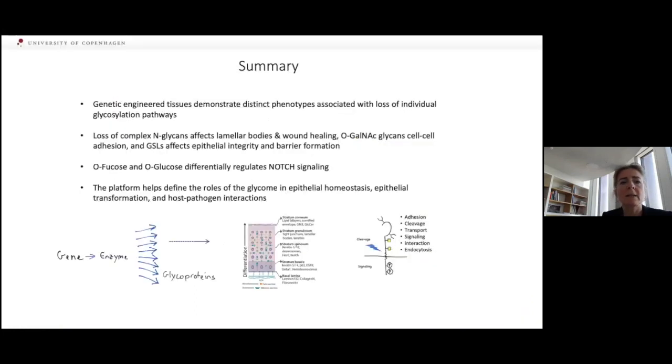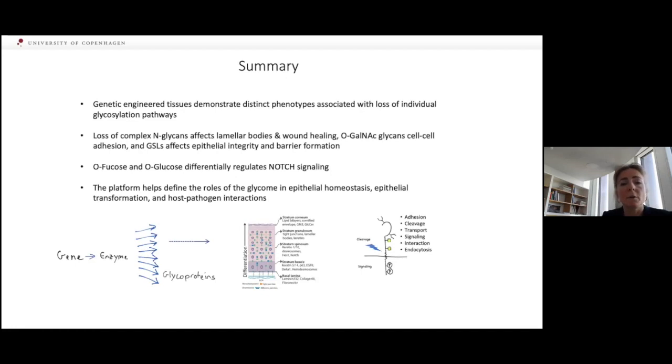So to summarize, with this genetically engineered tissue, we can define distinct phenotypes associated with the loss of individual glycosylation pathways. With N-glycans, we see effects on lamellar bodies and wound healing, organotypic cell-cell adhesion, and glycosphingolipids affect epithelial integrity and barrier formation.